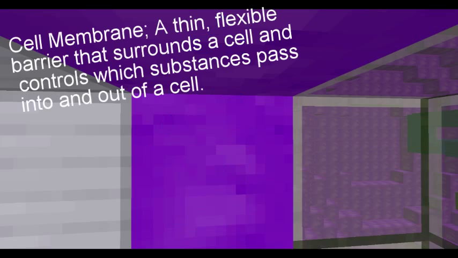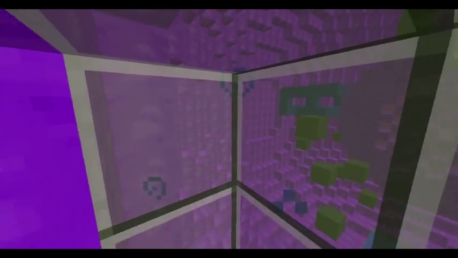Next, we have the cell membrane. The definition for that will be on your screen right now. But if you want the actual definition from me, the cell membrane controls which substances pass into and out of a cell. Next, the cytoplasm.